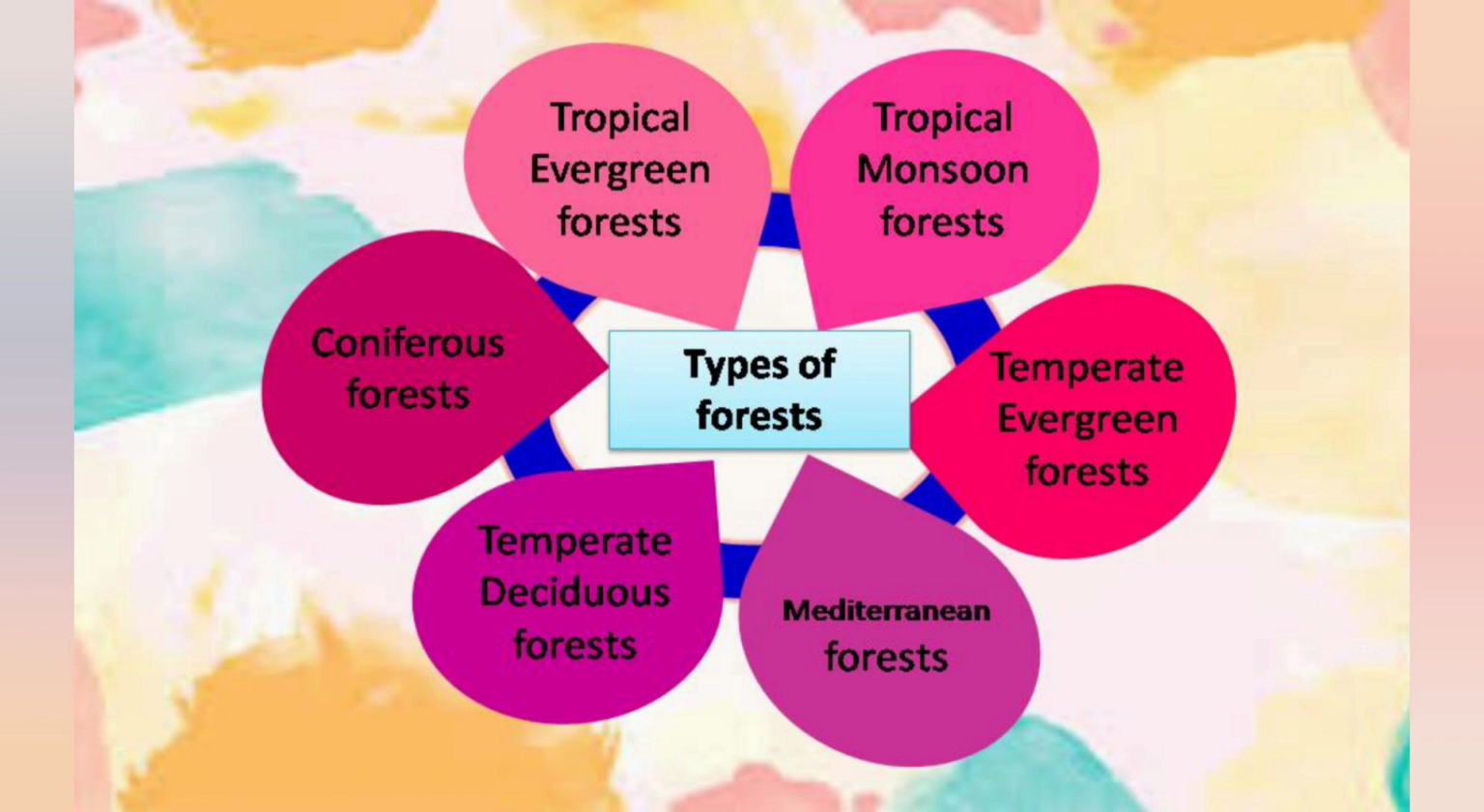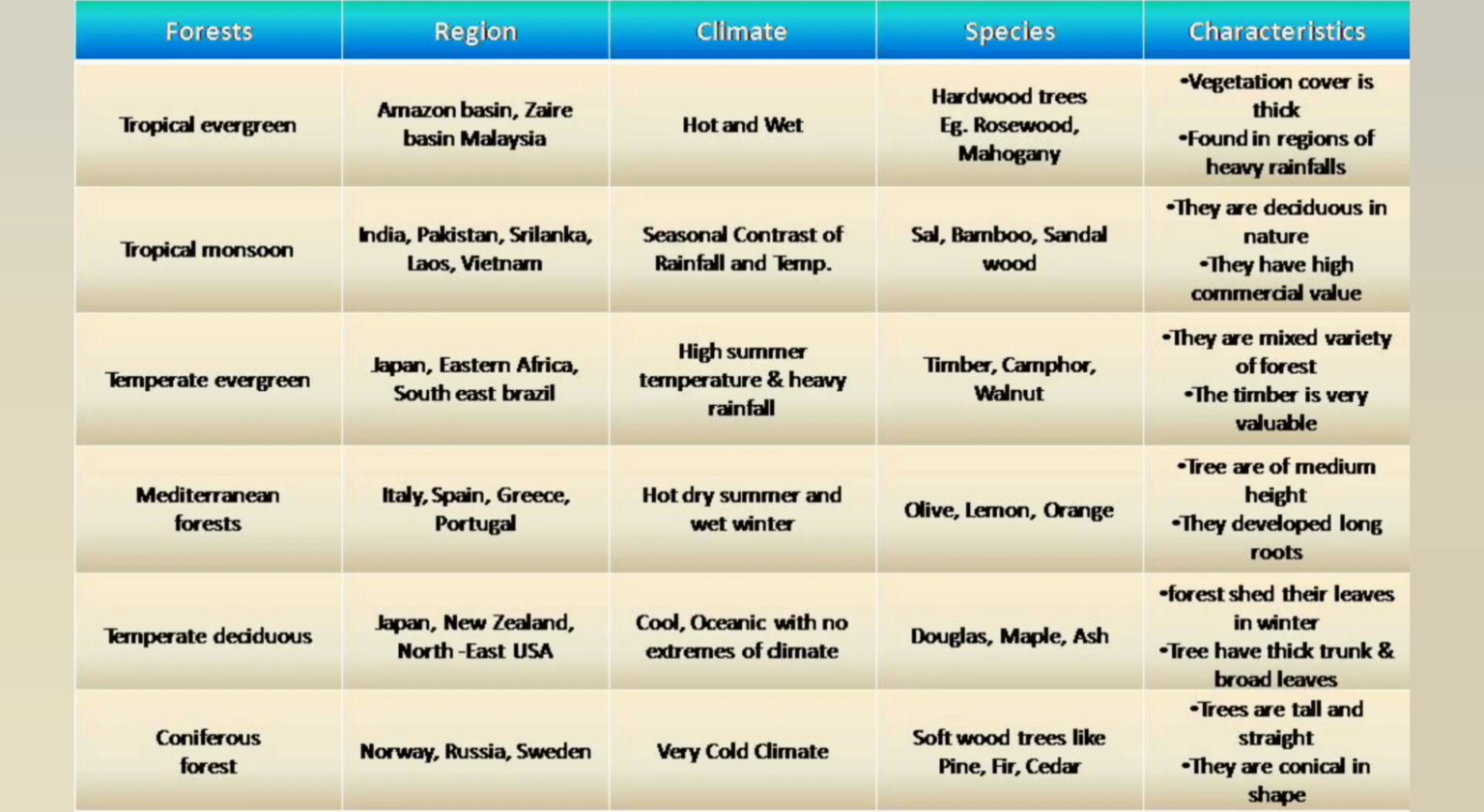What is a forest? The cluster of trees which grow close to each other is called a forest. They grow in hot and humid climate. Forests are of 6 types. As you can see in the 6 petals of the flower, we will understand it by means of the chart. There are 6 types of forest: tropical evergreen, tropical monsoon or deciduous, temperate evergreen, Mediterranean forest, temperate deciduous, and coniferous. So we'll start with tropical evergreen forest.